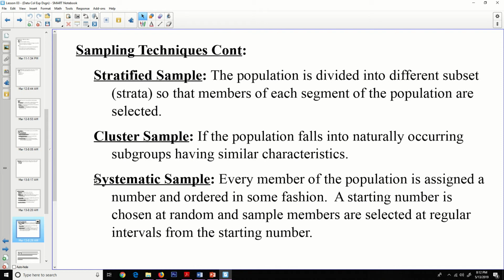A systematic sample: every member of the population is assigned a number and ordered in some fashion. A starting number is chosen at random, and then the sample numbers are selected at regular intervals from the starting number. So we put everybody in a line where we start with the first person, and then we take every fifth person after that. That's a systematic sample.